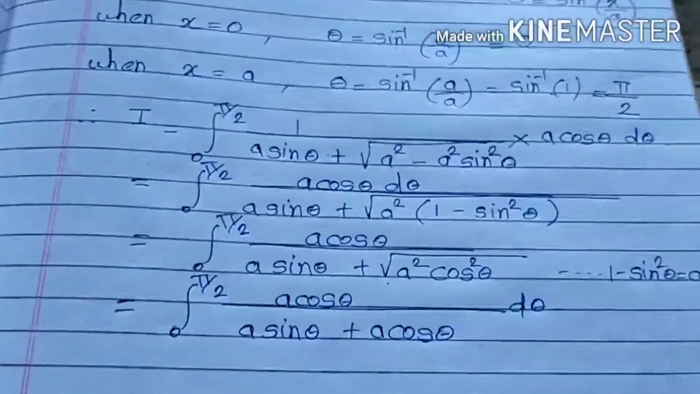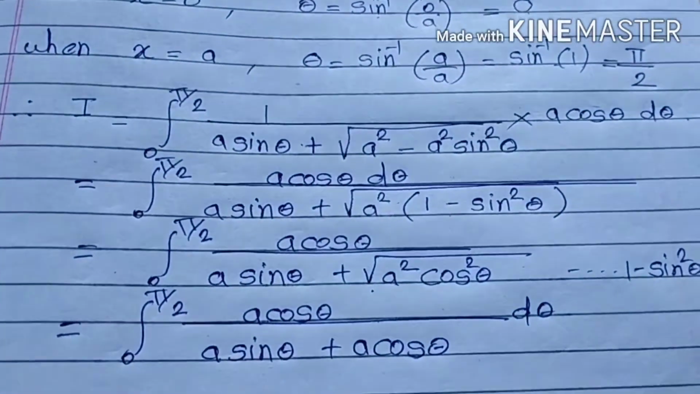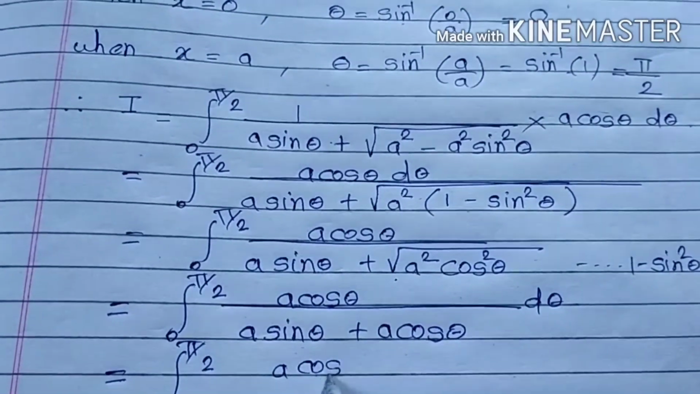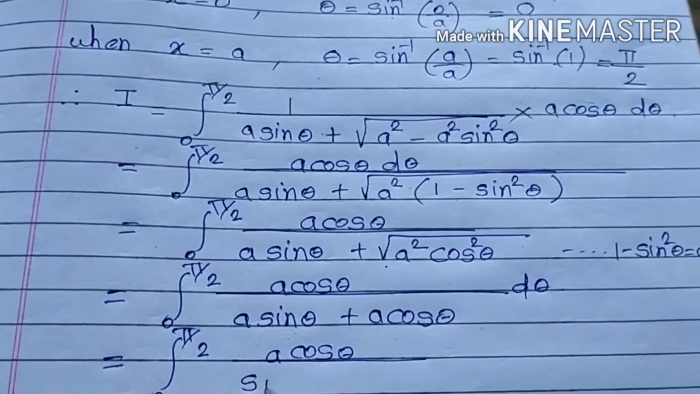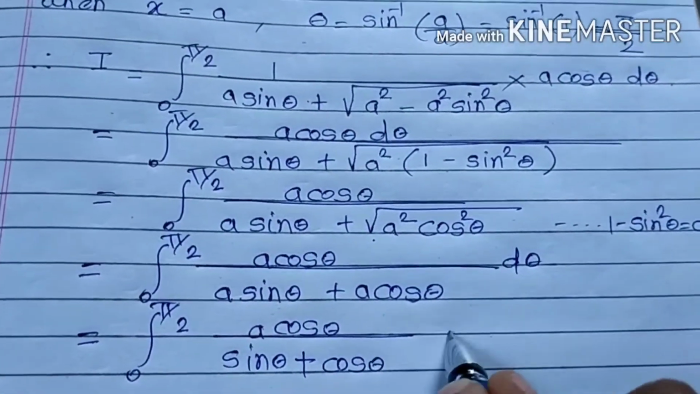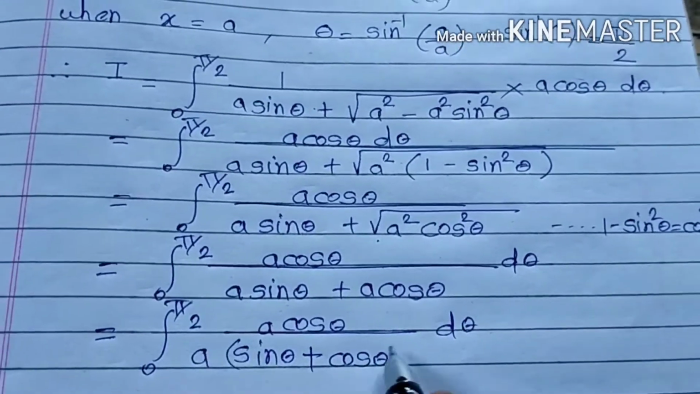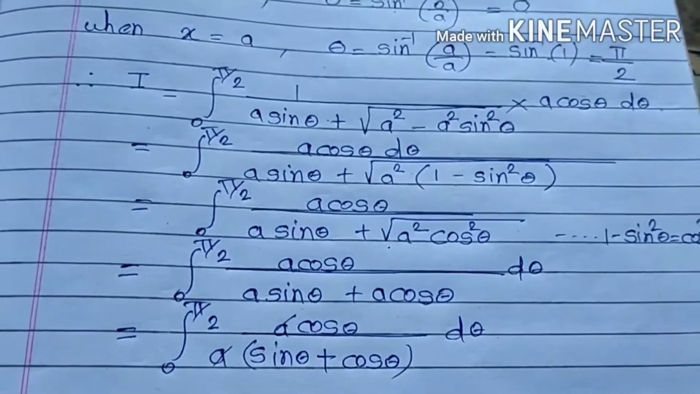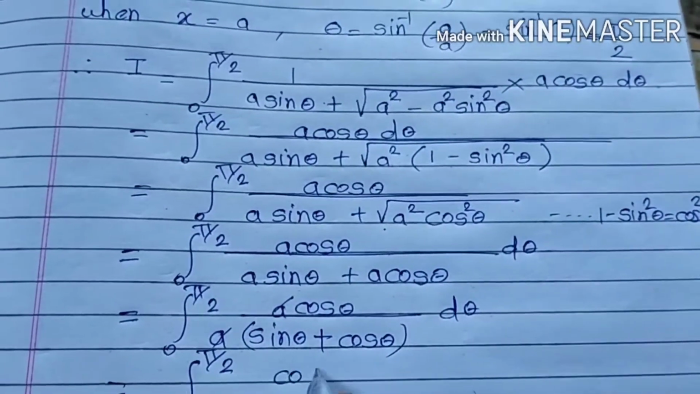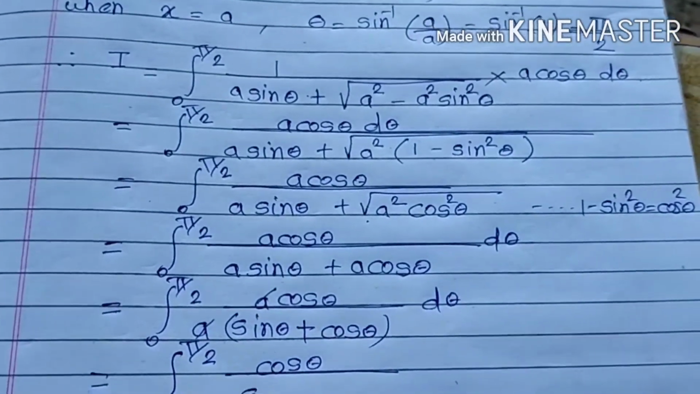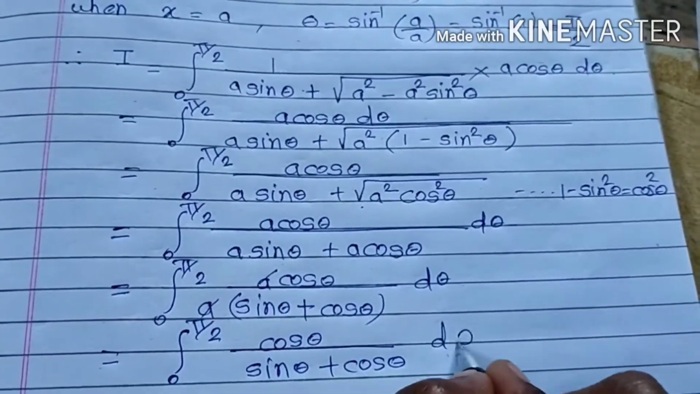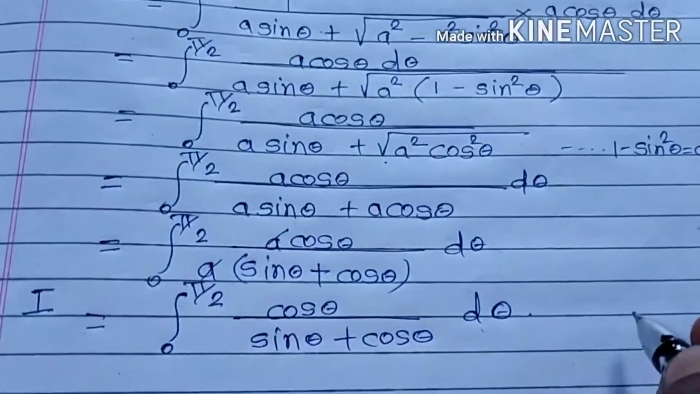Okay. Now a common. So here from 0 to pi by 2, a cos theta upon sin theta plus cos theta d theta. Now this a and this a get cancelled. So we get the integral from 0 to pi by 2 of cos theta upon sin theta plus cos theta d theta. Call it equation first.